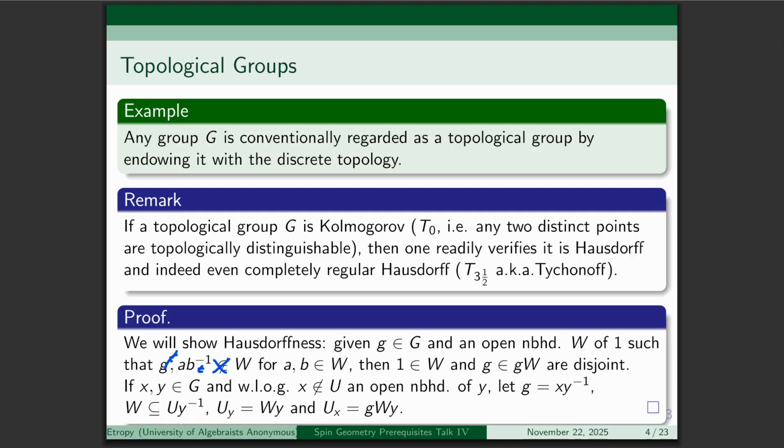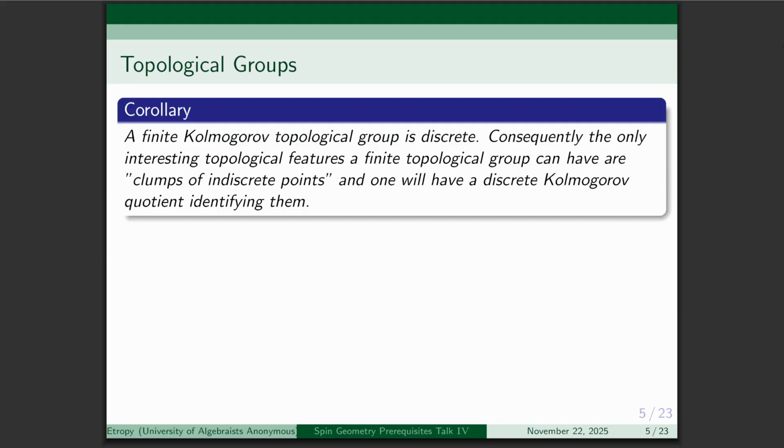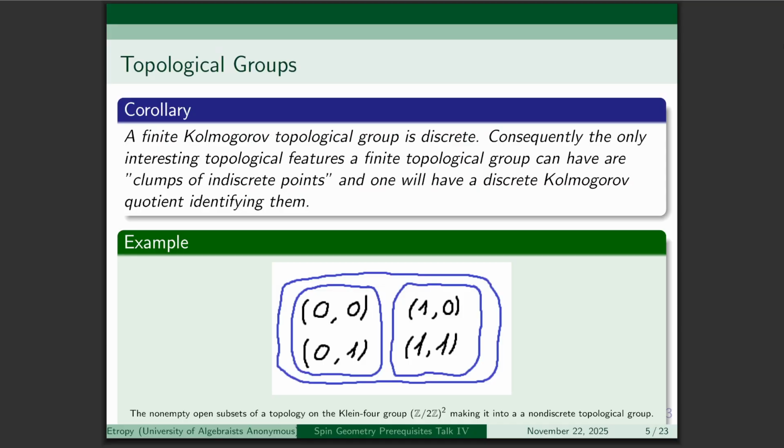But really the only kind of non-trivial behavior one obtains topologically in those is kind of clumping of elements into these indistinguishable clumps of elements. So I have an example, this example. This is a topology on the Klein 4 group, which is the direct product of the cyclic group of order 2 with itself. And we can just declare these blue sets to be the non-empty opens. And we verify it's continuous, just kind of explicitly.